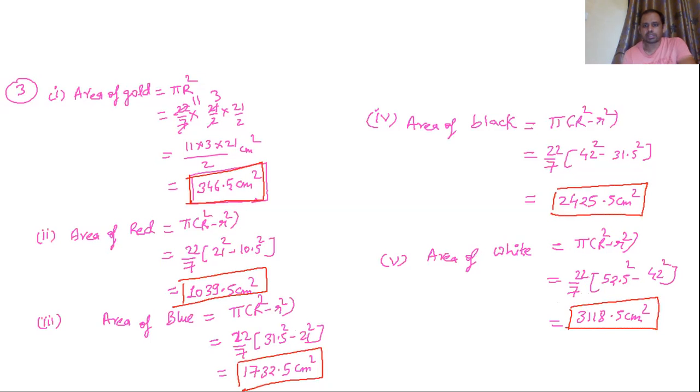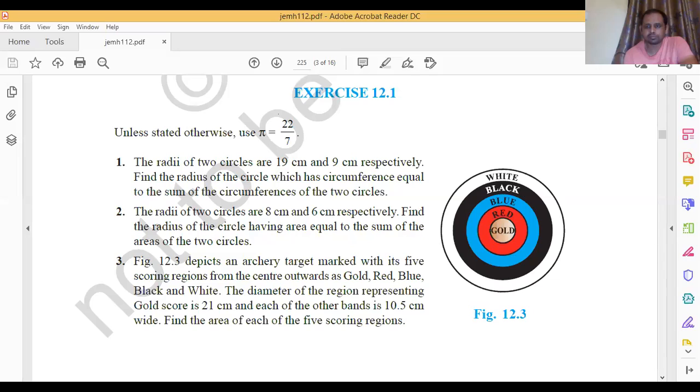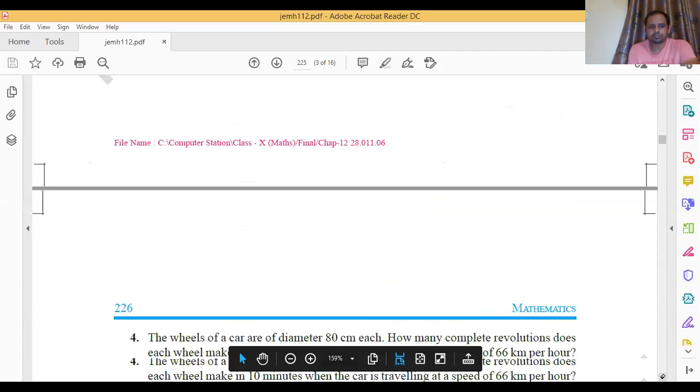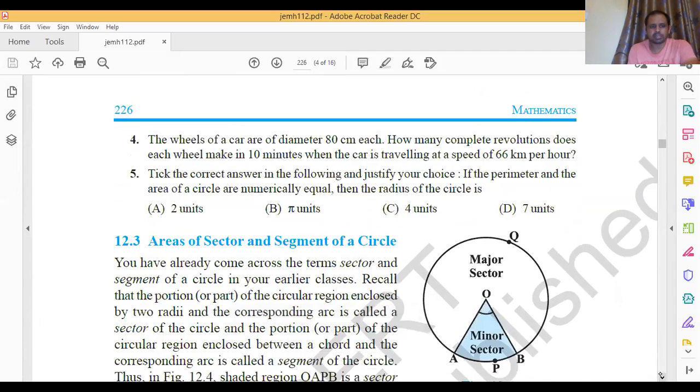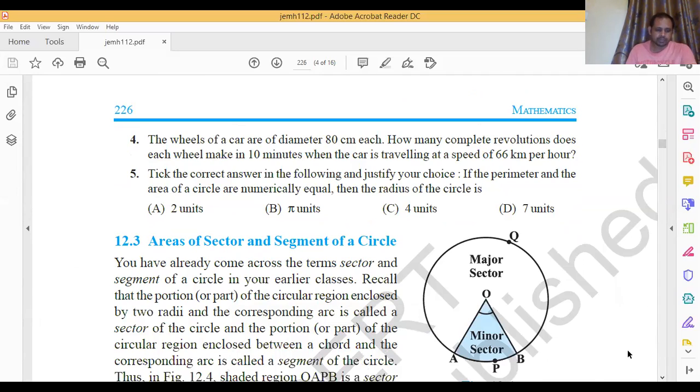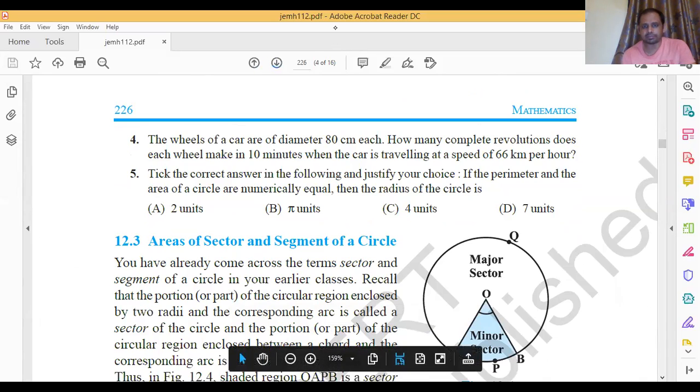Now moving to the next question. Okay, now moving to the next question, that is question number 4. Very important question. See, the wheels of the car are of diameter 80 centimeter each. How many complete revolution does each wheel make in 10 minutes when the car is traveling at the speed of 66 km per hour? Okay. Here the diameter of the wheel is 80 centimeter. Therefore, the radius of the wheel is how much? 40 centimeter.